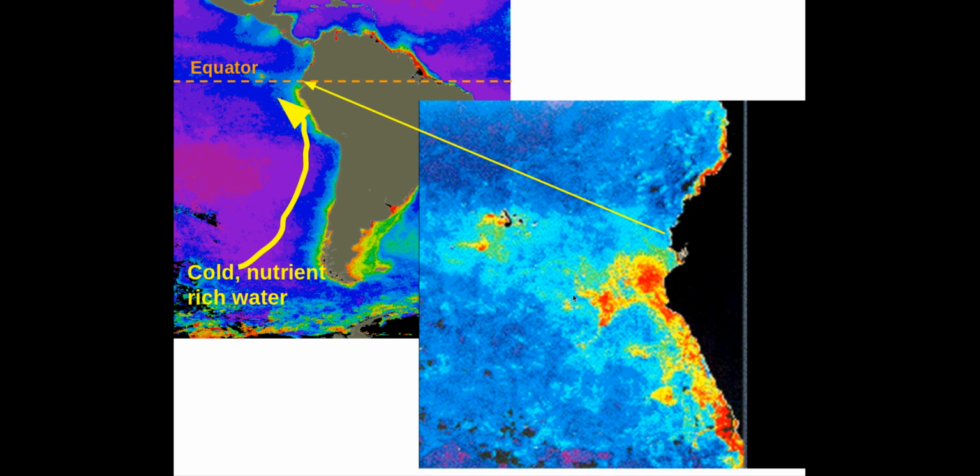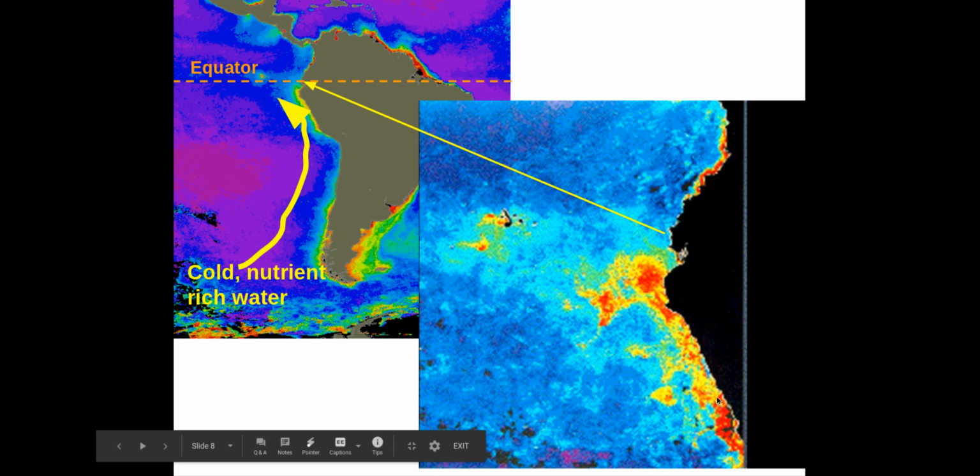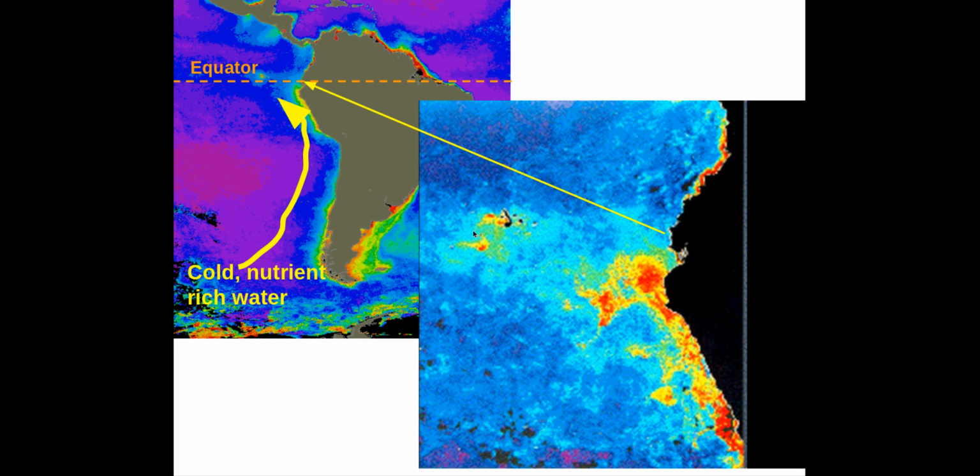This area right here is the close-up of that area. And what we're looking at here is all of this productivity where the cold water has been pushed up along the side of the continent. This is the Galapagos Islands there. And no doubt, look at all the productivity around it. One of the reasons that there is so much biodiversity there.